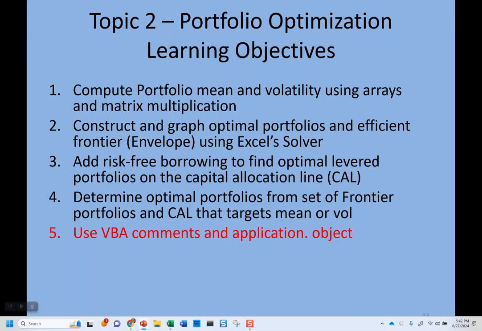So in this topic, we determined how to form an optimal complete or combined portfolio, either from a portfolio on the set of frontier portfolios or a point on the capital allocation line. In the next topic, we'll just talk about using VBA comments and the application object in VBA.